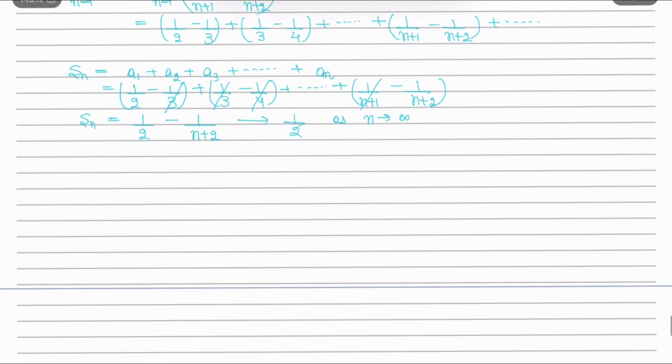Therefore, Sn converges. If Sn converges, it implies the summation an is also convergent, and its sum is half.